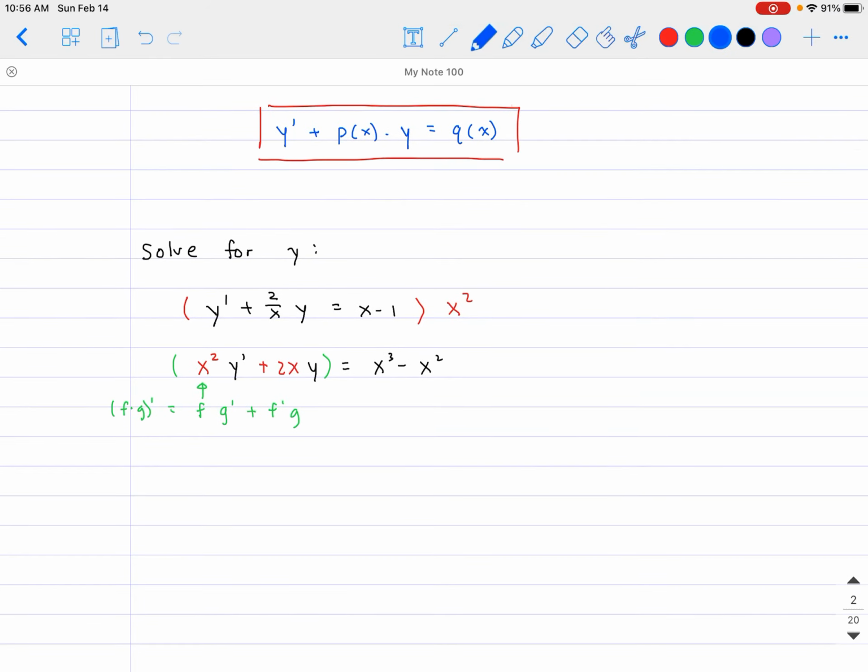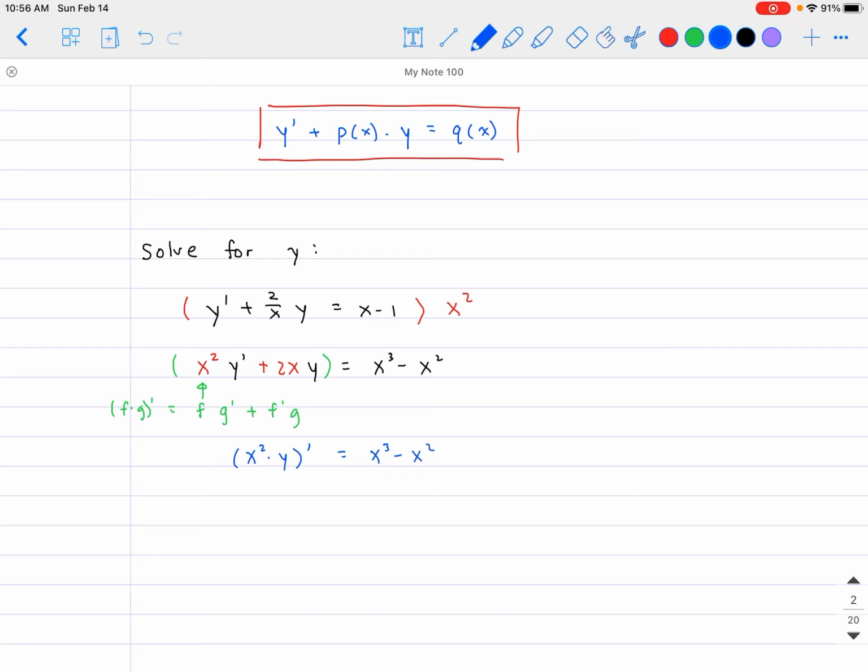Once again, the left-hand side is the result of a product rule. To find the original expression whose derivative we're taking, it looks like it's going to be x squared multiplied by y, because if I take the derivative of that, you would definitely get what we had above. On the right-hand side, we'll keep things the same: x cubed minus x squared.